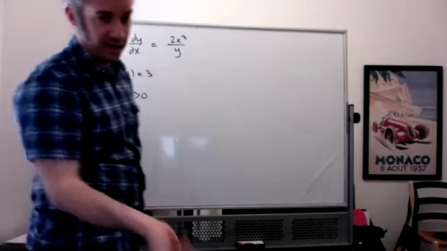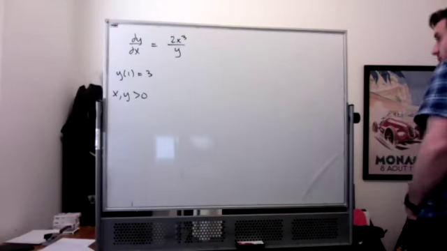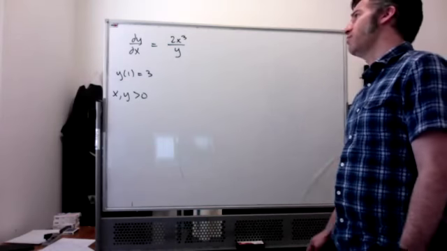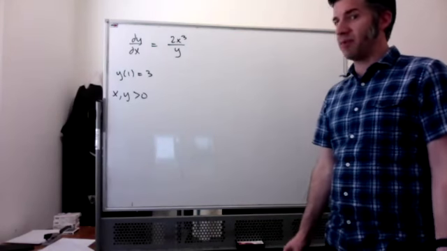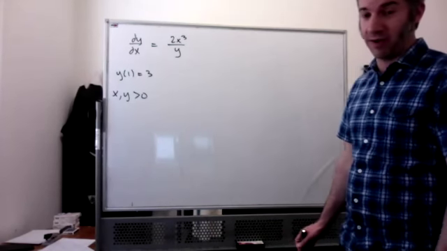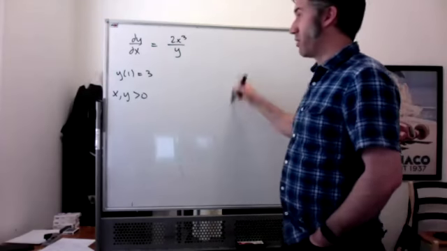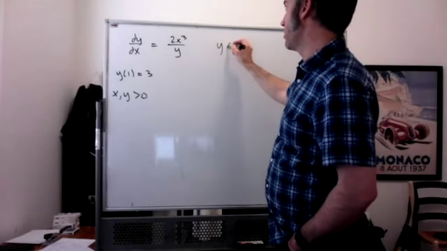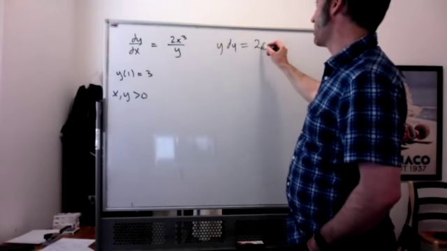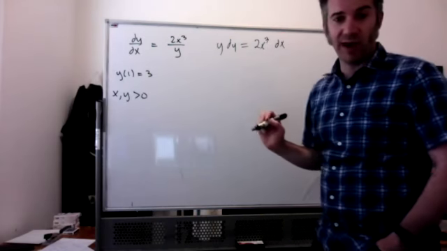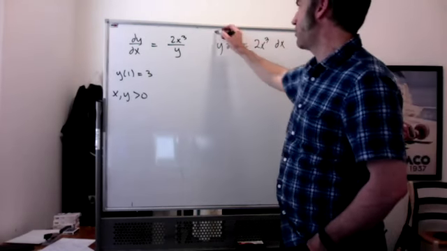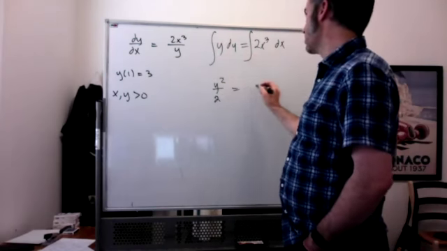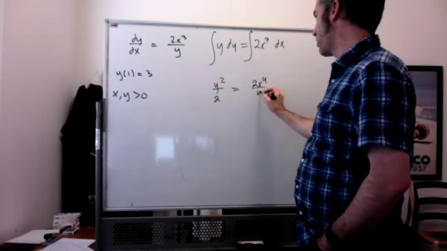So this one definitely is not an integrating factor problem. It is for sure, gosh, what do you call it? Separable. It's a separable differential equation. Sorry, the words are starting to fail me. So we're going to bring all the y's to the left, all the x's to the right. We multiply both sides by y, multiply both sides by dx. We get y dy equals 2x cubed dx. Integrate both sides. Y squared over 2 equals 2x to the 4th over 4 plus c.